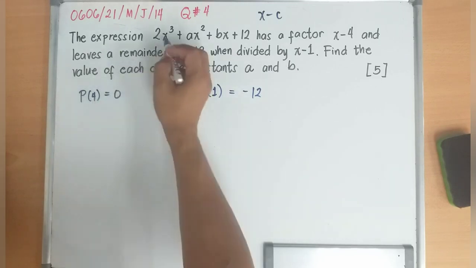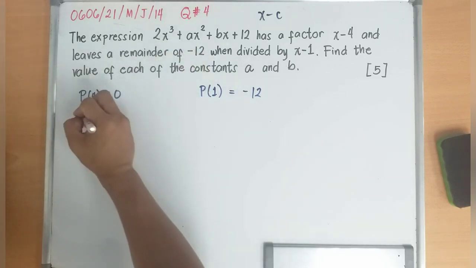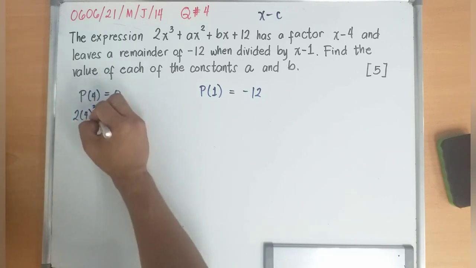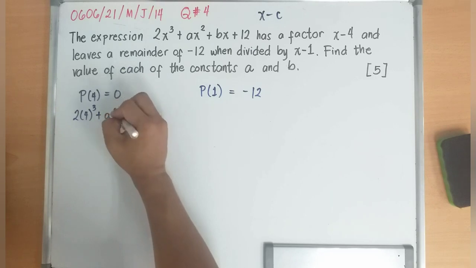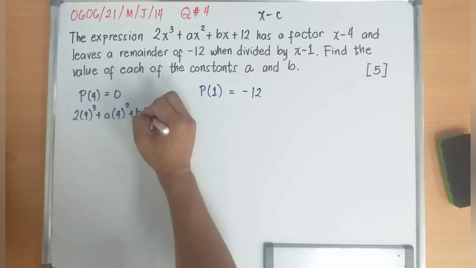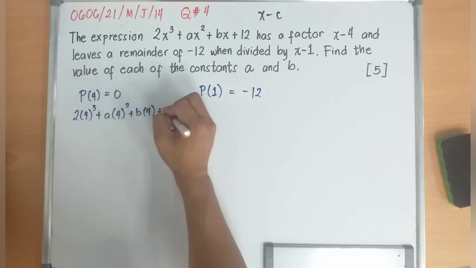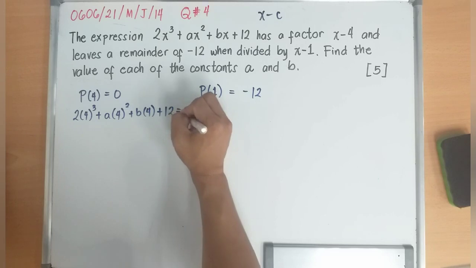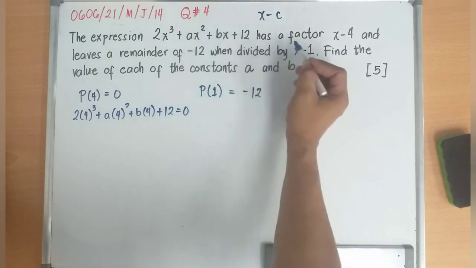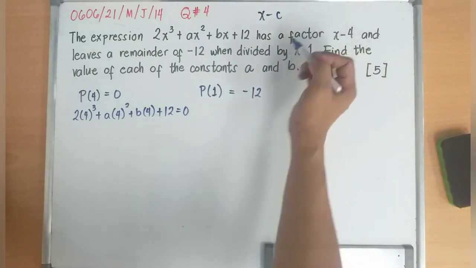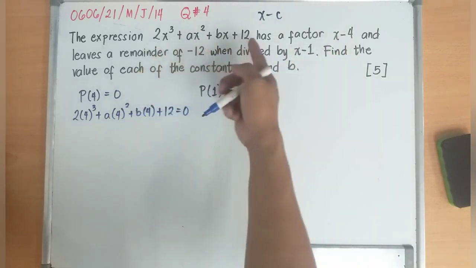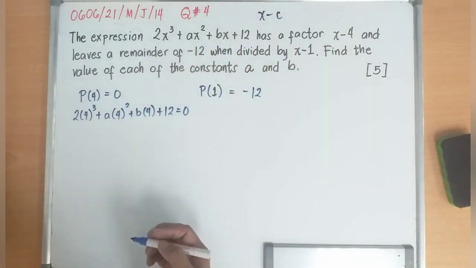Okay, so I have 2 times 4 cubed plus a times 4 squared plus b times 4 plus 12 is equal to 0. So I will just repeat, why is it equal to 0? Because it is a factor. X minus 4 is a factor. Thus, there will be no remainder when you divide x minus 4 to the polynomial expression.